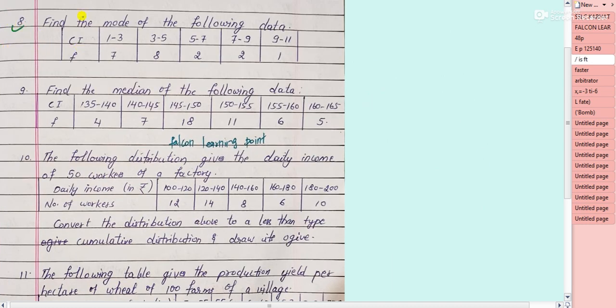So the next question is find the mode of the grouped data. They have given the data here. So this is very important and the easiest if you know the formula. Mode formula is L plus, what is the formula? Yes, (f1 minus f0) divided by (2 f1 minus f0 minus f2), into h.